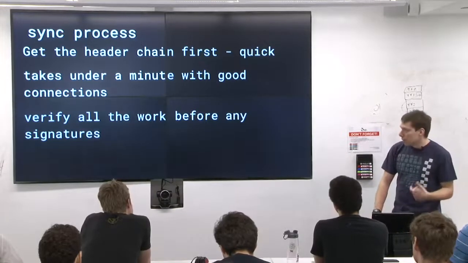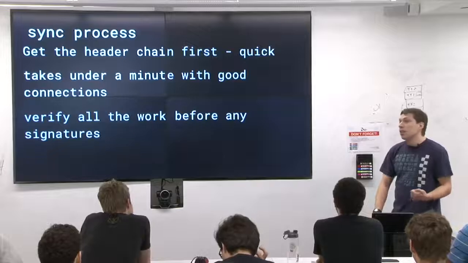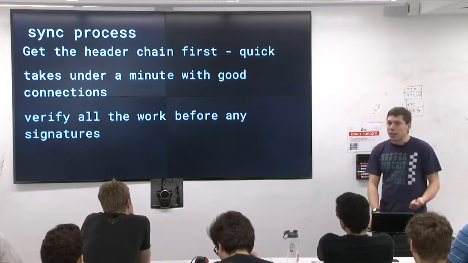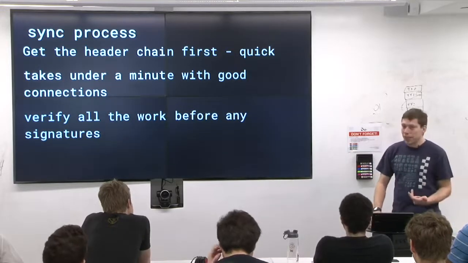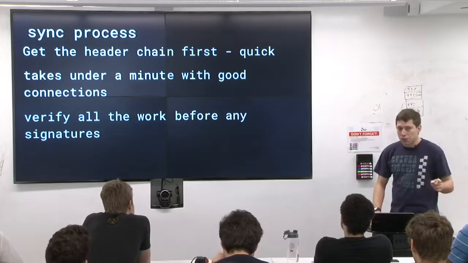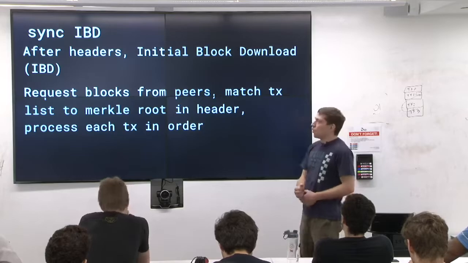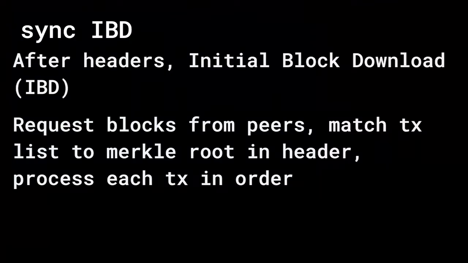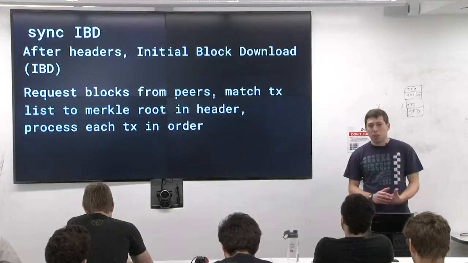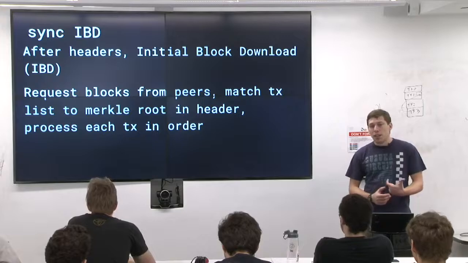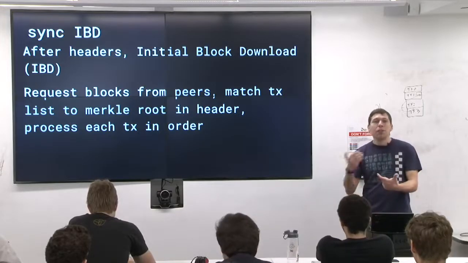Okay, so that's pretty quick, works well. Then you get to the real hard part where you now have to validate all these signatures and download all these transactions. Okay, any other questions? Good? Okay, so then it's called IBD, initial block download. So you get the headers first, that's quick. Now you start asking your peers, hey, here's this header from 2009, block height 1. Can you give me the full block?